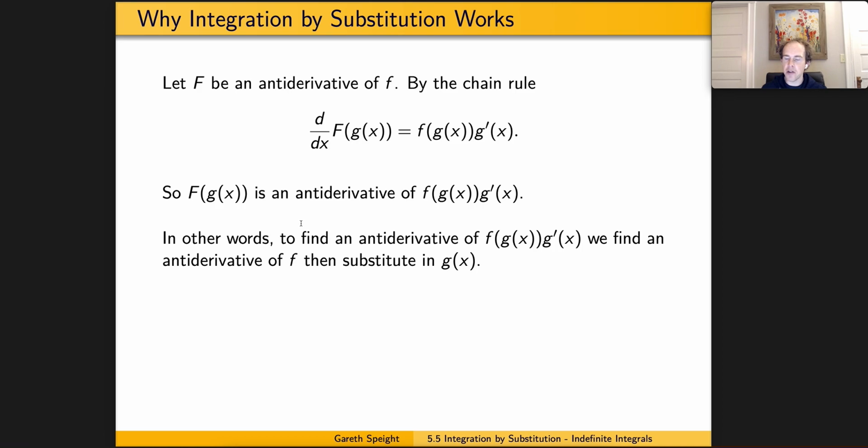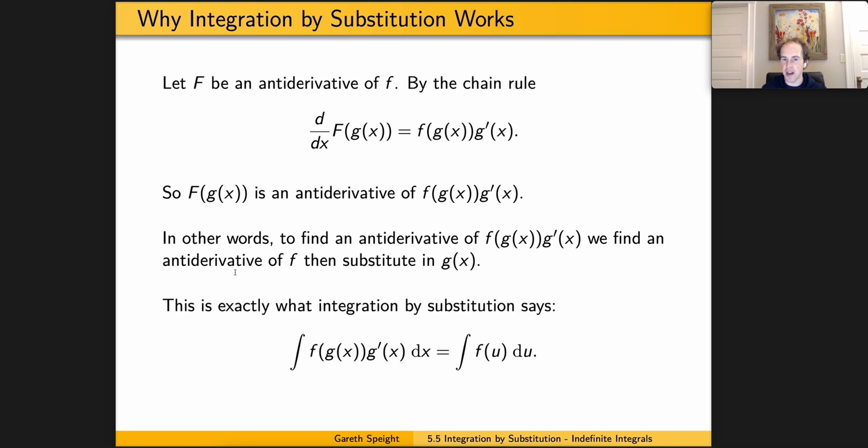So in other words, if we want to do the indefinite integral of f of g of x times g prime of x, the thing we're doing substitution with, well, indefinite integral and antiderivative are the same thing. So we want to find an antiderivative, and we should do capital F at g of x. So what is that saying? First we have to find this capital F, an antiderivative of f, and then we have to sub in g of x.